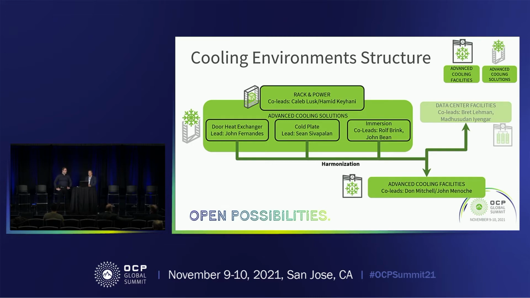The advanced cooling track has been focused on immersion cooling, cold plates, and rear door coolers. And separate from that, underneath the OCP facilities group, data center facilities group, there was a harmonization group called Advanced Cooling Facilities. And with that in mind, we've got something to announce.